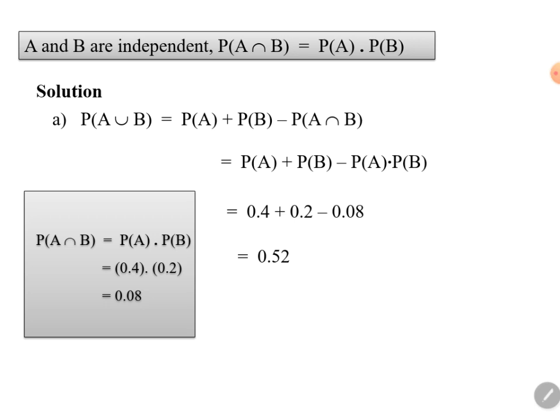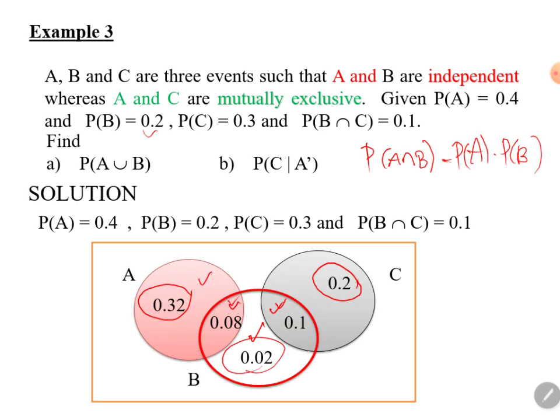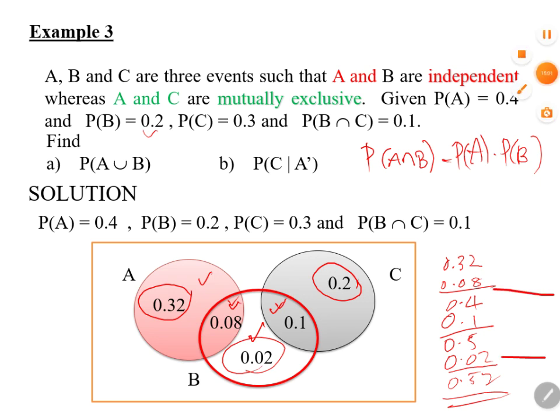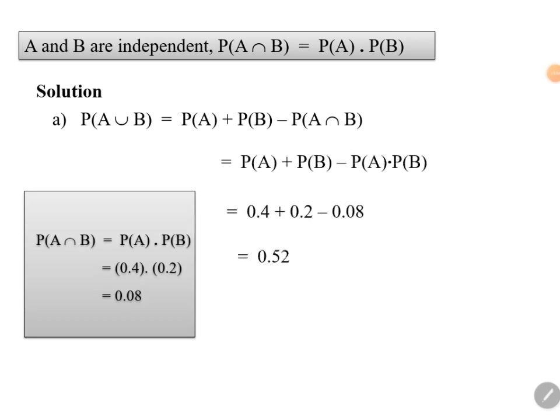Is this the same answer as when we use the Venn diagram? Is it 0.52 if we use the Venn diagram? So let's calculate. We have 0.32 adding up with 0.08, we get 0.4. Adding up with 0.1, we get 0.5, and add it up with 0.02, we get 0.52. So we have the same answer. Okay, so that's for question A.